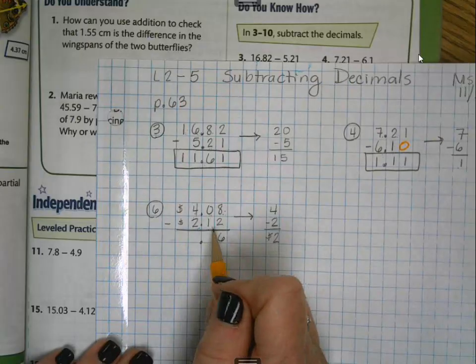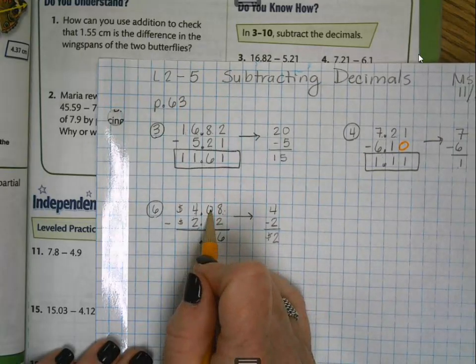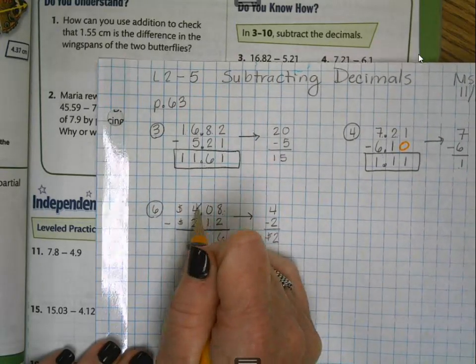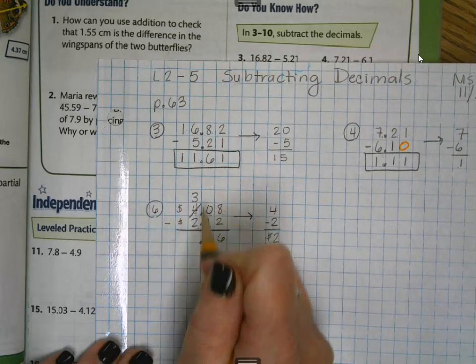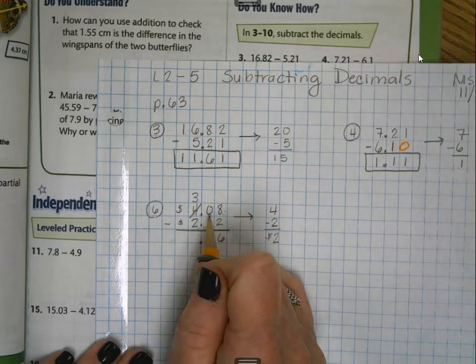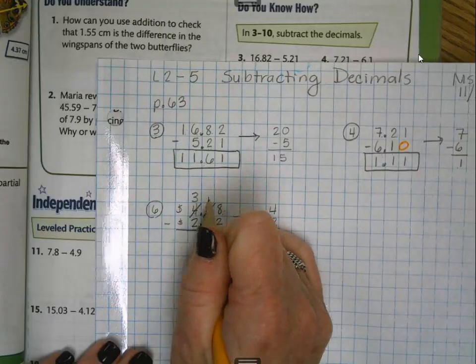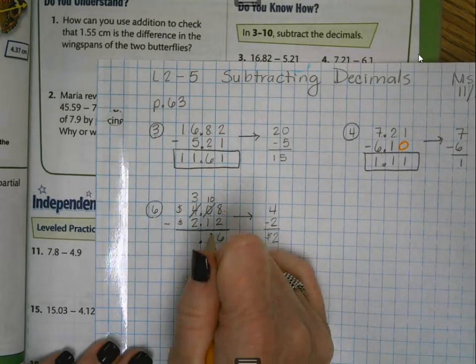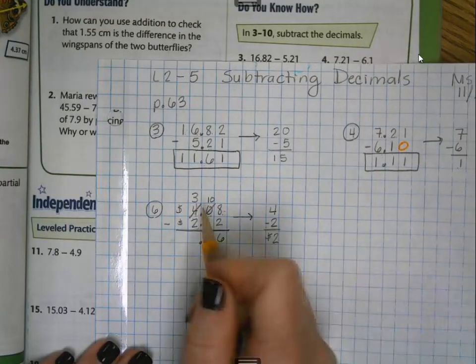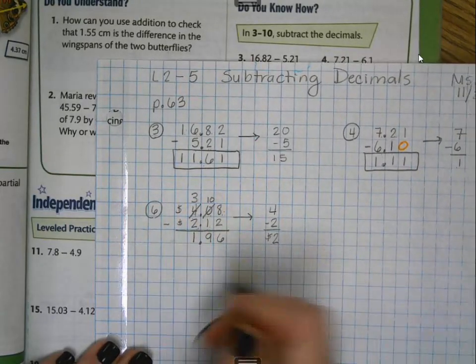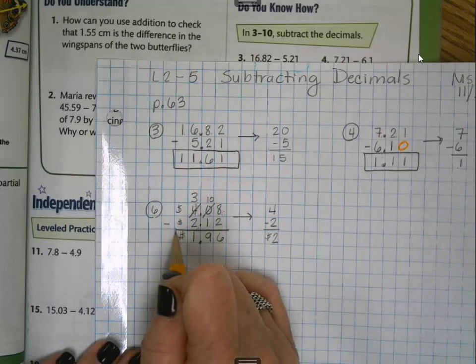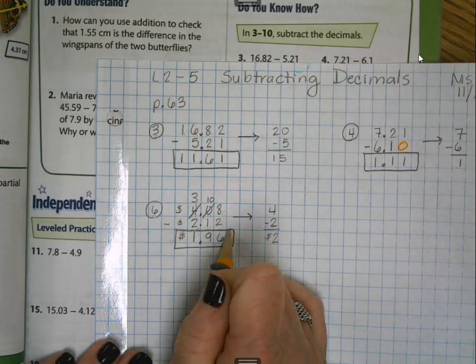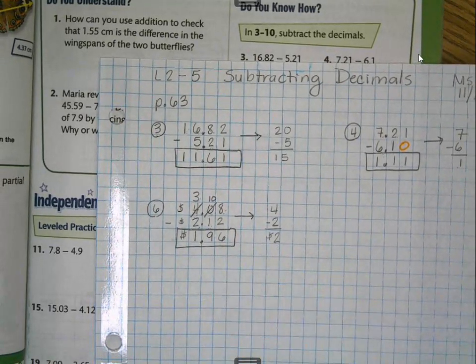I cannot subtract 1 from 0 tenths, so I'm going to go over to the whole number. I'm going to take 1 and rename it 10 tenths. And I don't have any tenths there, so that's why I have 10 tenths that I can subtract 1 tenth from to get a difference of 9 tenths. 3 minus 2, I get 1. So my answer is $1.96, which is very close to $2.